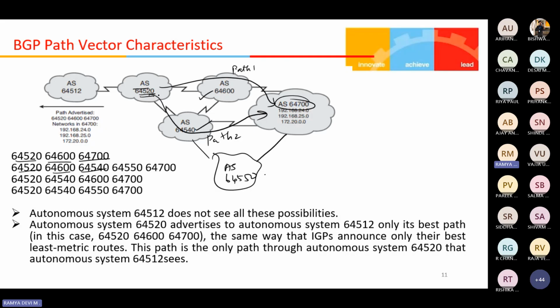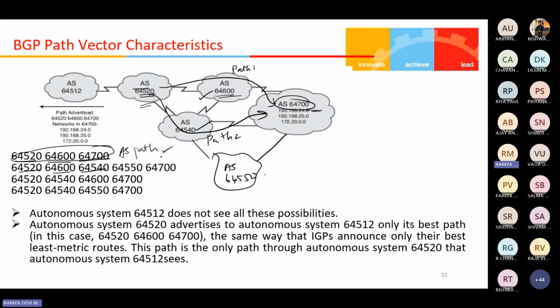From here, it moves to 64600 and then to this. So this path is preferred. For example, based upon the number of costs, the shortest AS path might have been chosen. So like interior gateway protocols, BGP will advertise only the best path. This path alone will be advertised, even though multiple paths exist.